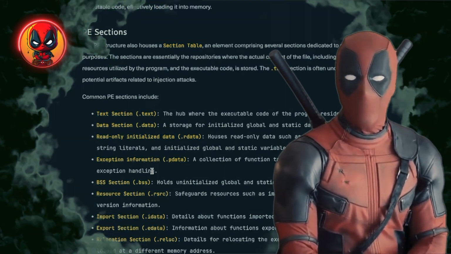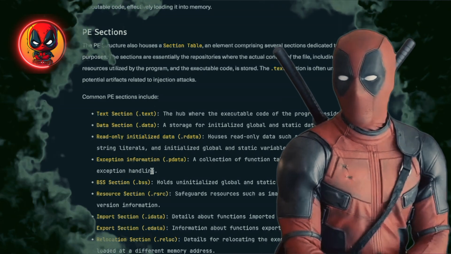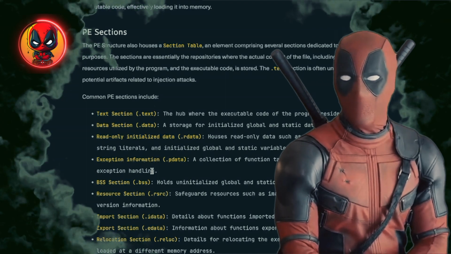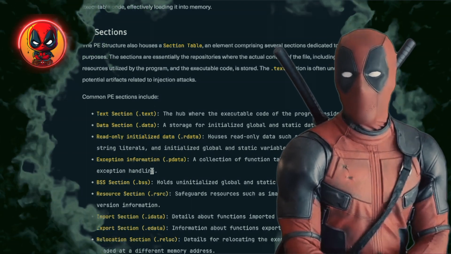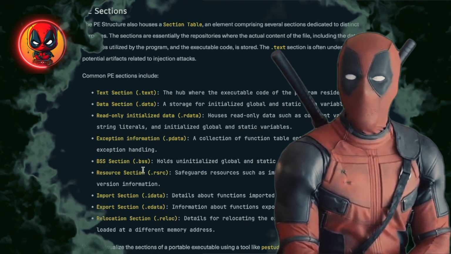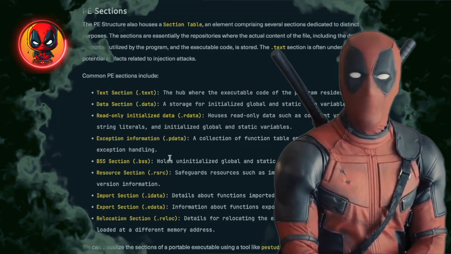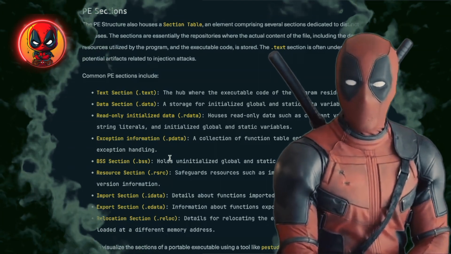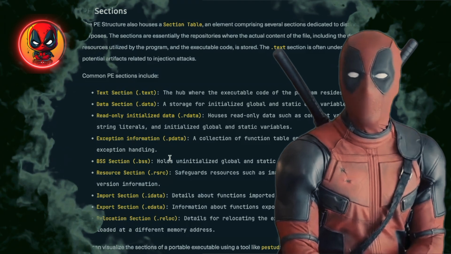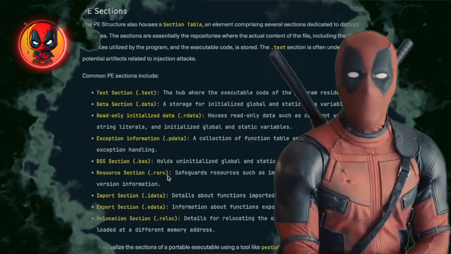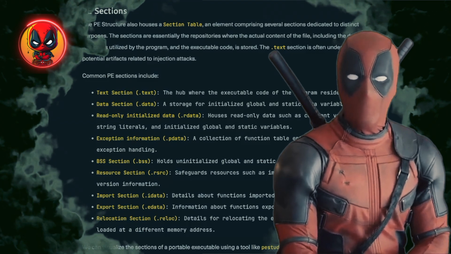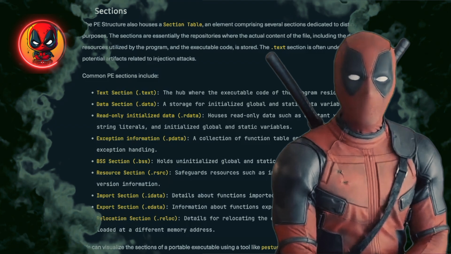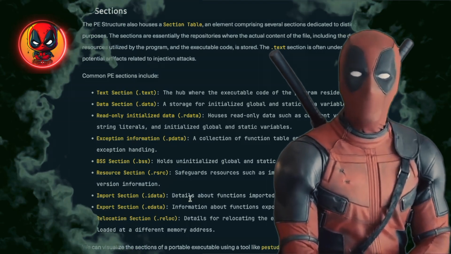5. BSS section, .bss. Description. Holds uninitialized global and static data variables. Importance. This data is set to 0 when the program starts, even though it's not initialized in the file itself. 6. Resource section, .rsrc. Description. Stores resources like images, icons, strings, and version information. Importance. Critical for the graphical elements and metadata of the program.